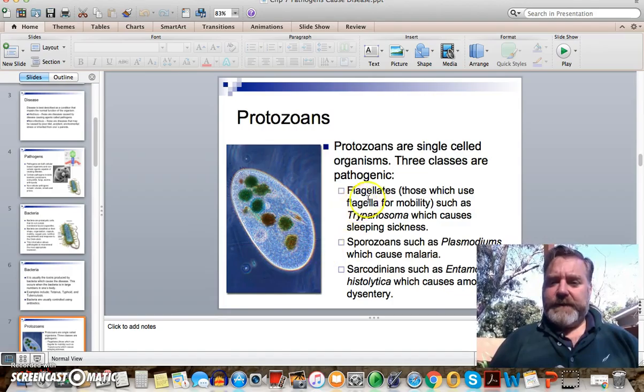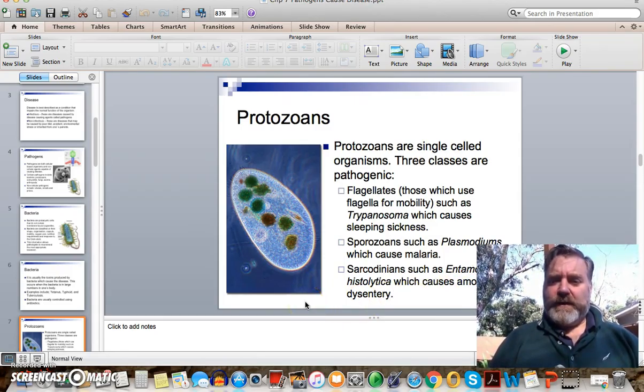Some are flagellated, so we have these guys with tails, and they're able to swim around. And a good example of that is, I always get these wrong, trypanosoma, which causes the classic sleeping sickness. Some are known as sporozoans, and they have little spores, obviously, they use for reproduction. And the plasmodiums, which we know cause malaria, are sporozoans. And sarcodians, such as amoebic dysentery, is another one, a waterborne disease that gets passed around quite quickly.